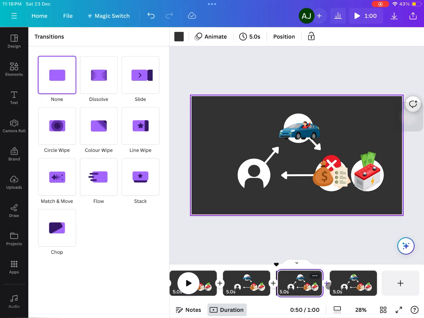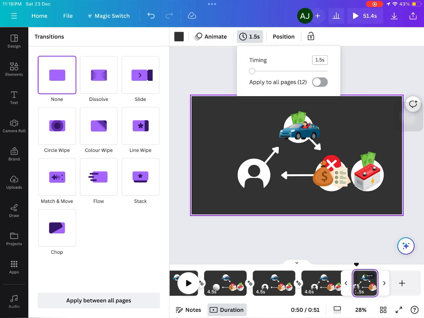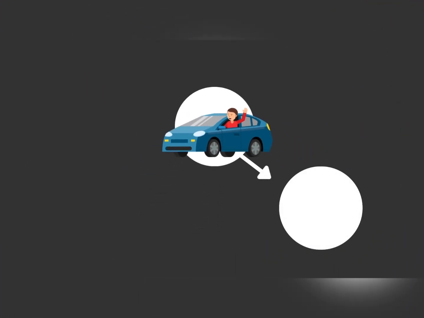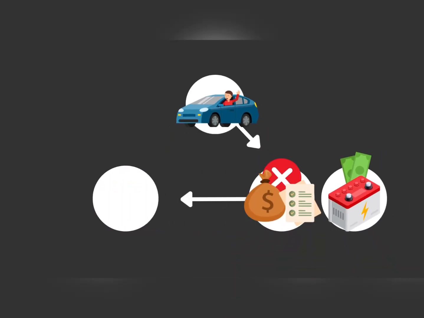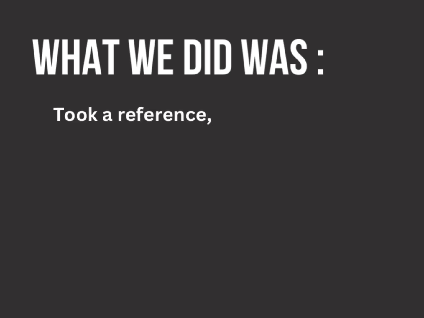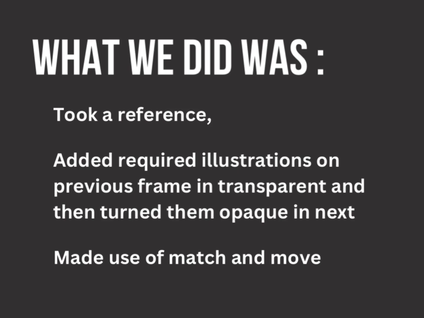Now just add match and move transition between these frames. Pretty close. What we did was, we took a reference, added required illustrations of the previous frame in transparent and made them opaque in the next one, and made use of match and move.